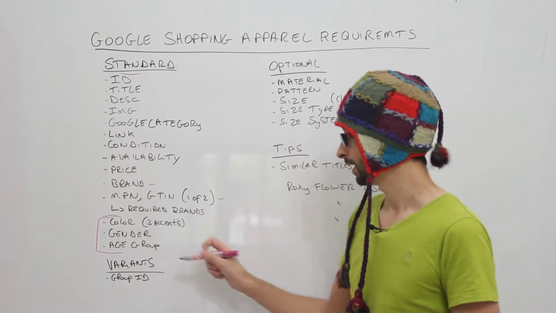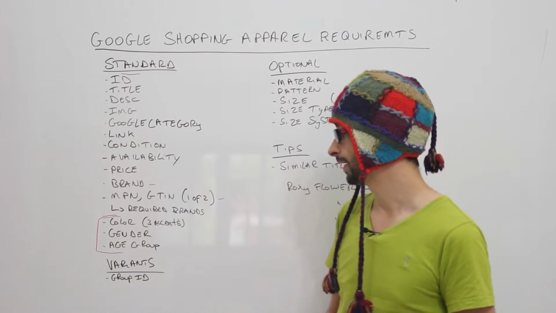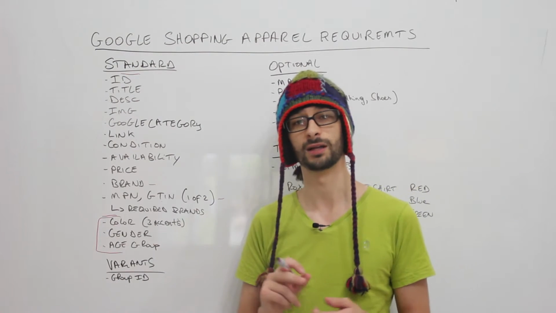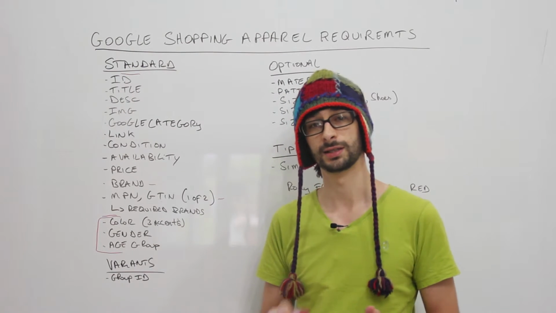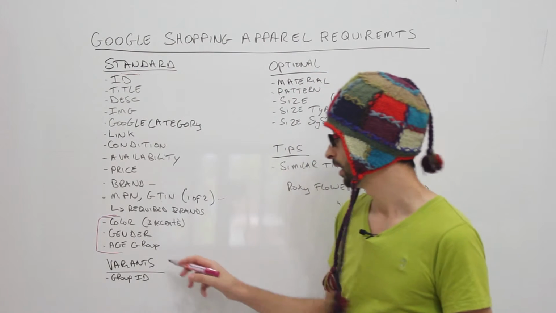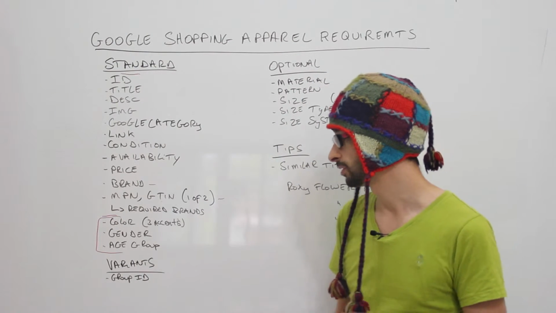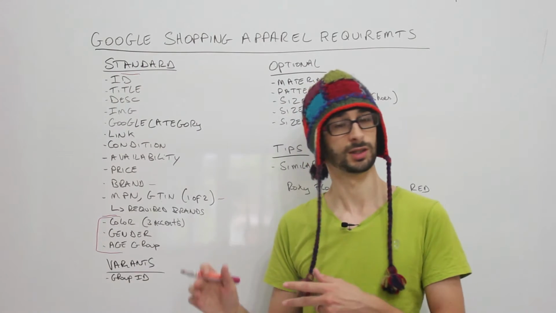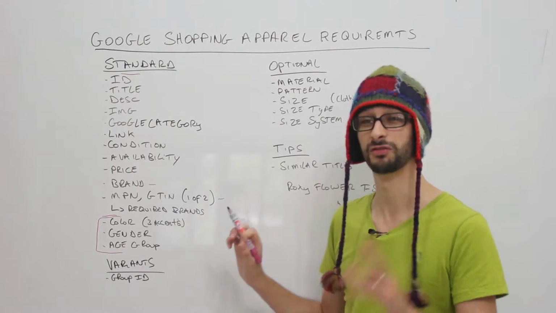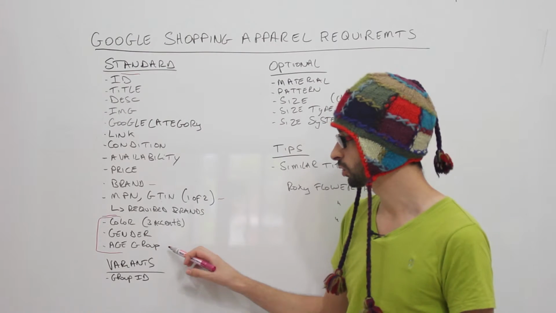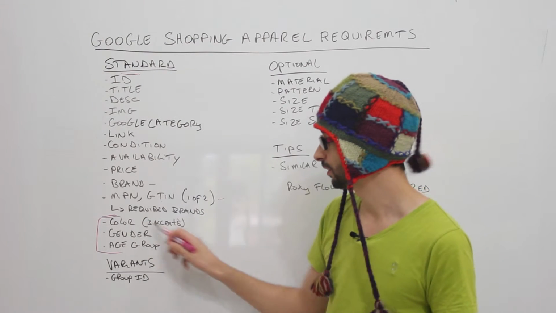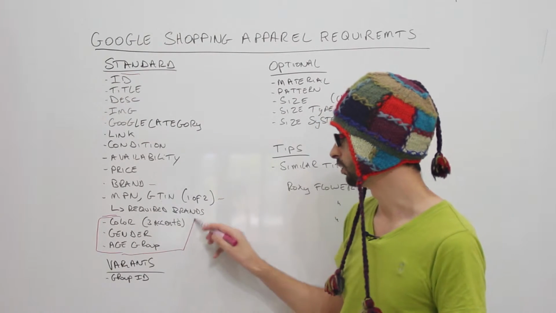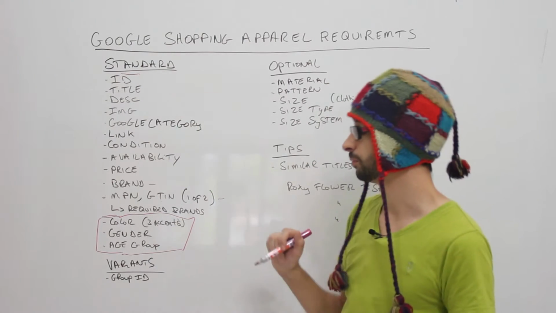Gender is also required, so you can have male, female, or unisex. These are the 3 different types. The age group as well, so that ranges from adult, kids, and some other attributes that I forgot now. But the age group is very important. So these 3 are required in your standard products.